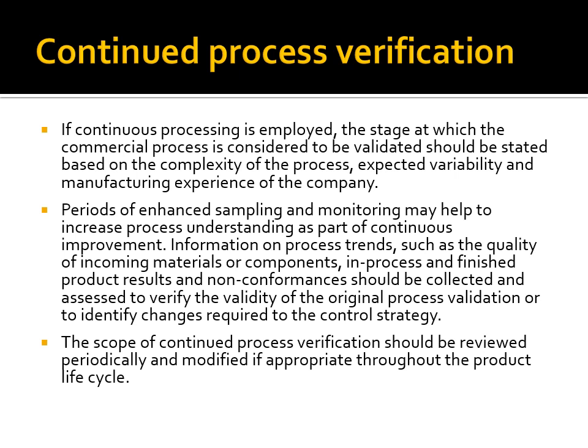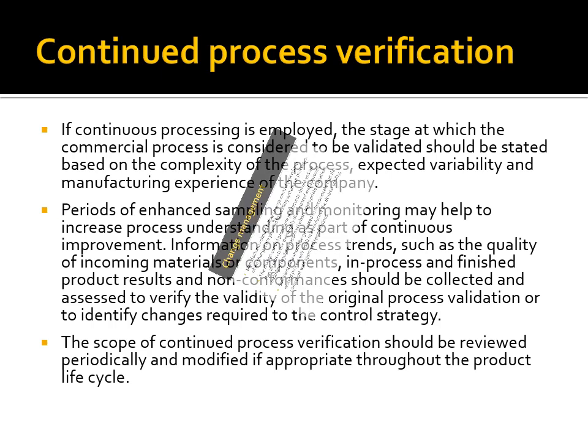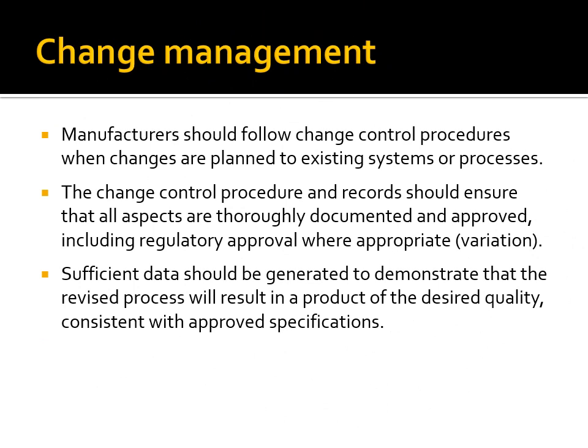Information on process trends, such as the quality of incoming materials or components, in-process and finished product results and non-conformances, should be collected and assessed to verify the validity of the original process validation or to identify changes required to the control strategy. The scope of continued process verification should be reviewed periodically and modified if appropriate throughout the product life cycle. This guideline also speaks about change management.